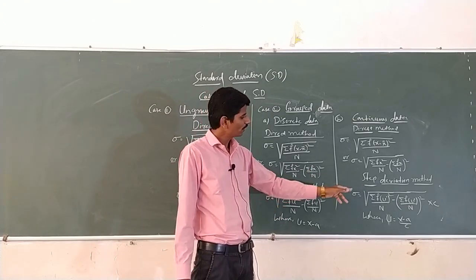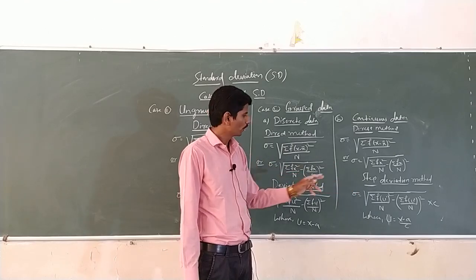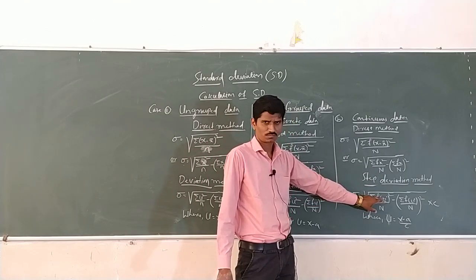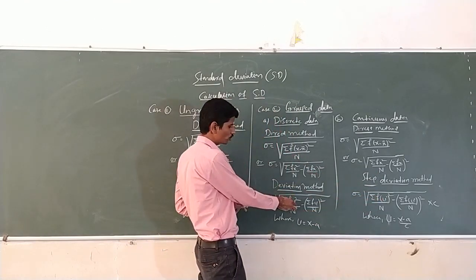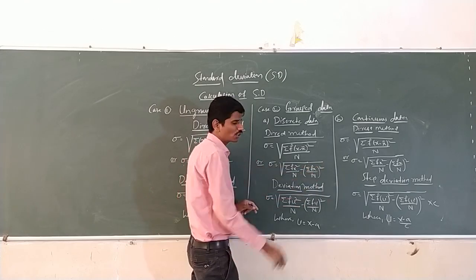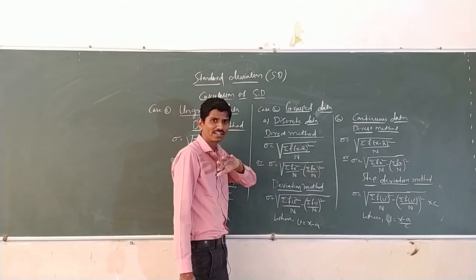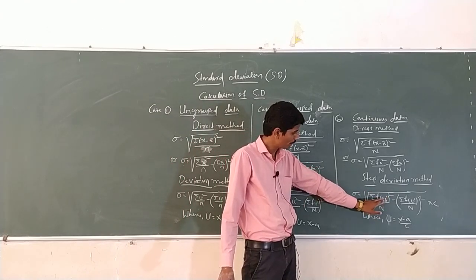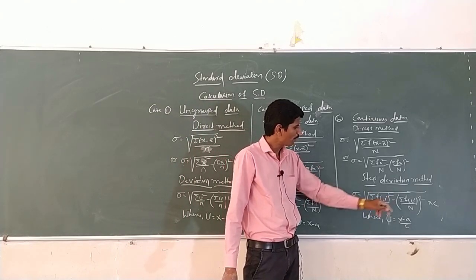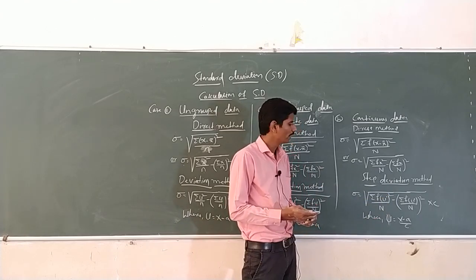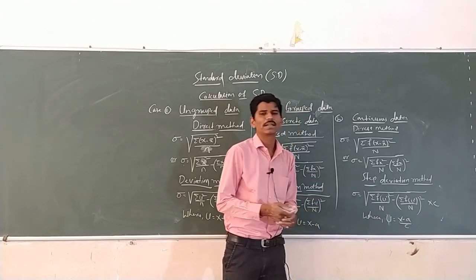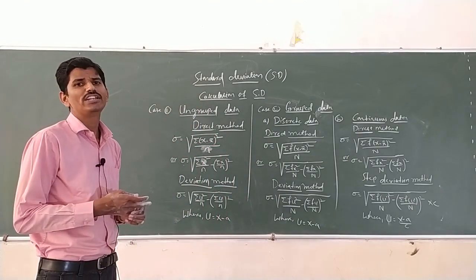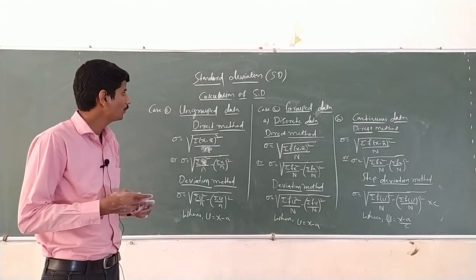Therefore, you have to take u equal to (x minus a) by c. Here the step deviation: sigma equals the square root of sum of f u dash square, where u dash square is nothing but the step deviation. If the class intervals are given, then you have to use u dash square, that is sum of f u dash square divided by capital N, minus (sum of f u dash by capital N) whole square, into c. This is the step deviation method. It is the calculation of standard deviation.